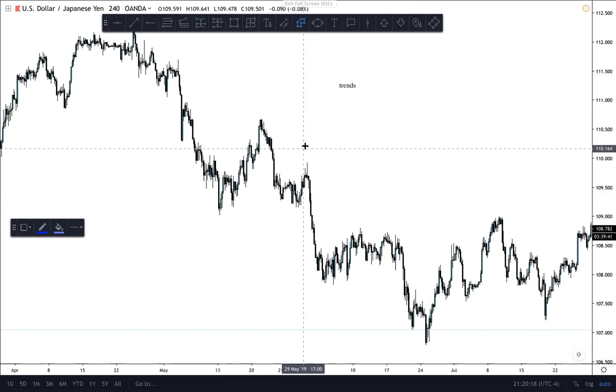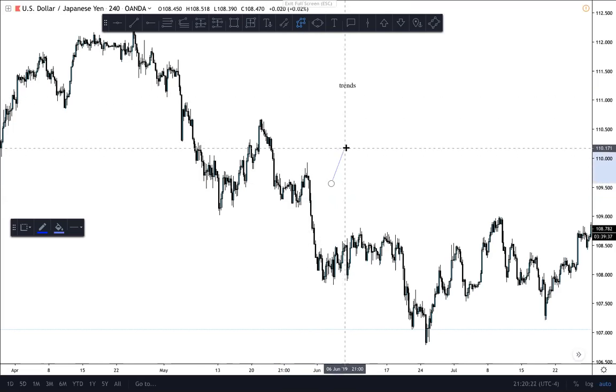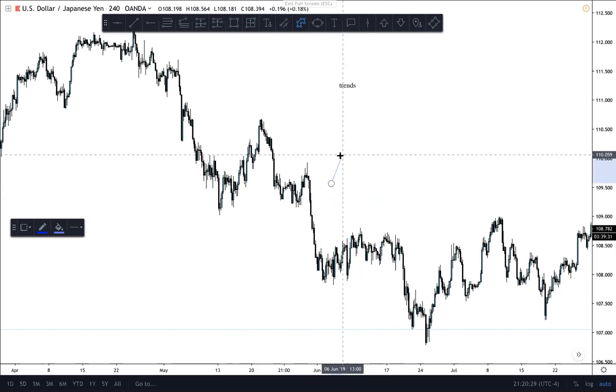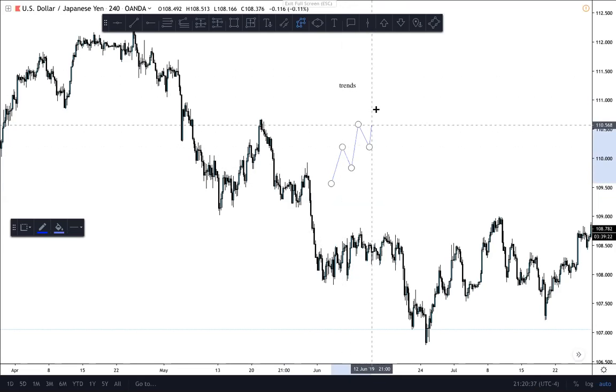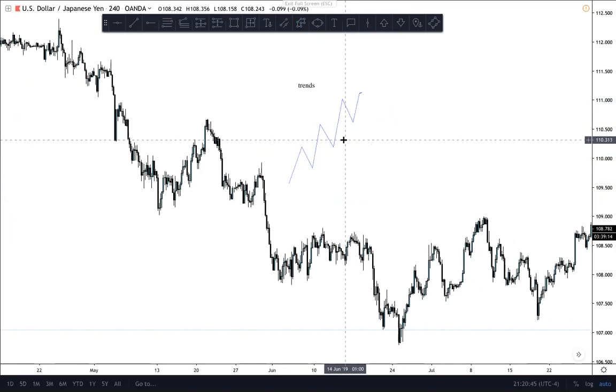So the first trend would be an uptrend, right? Now, first of all, the market never moves straight up. It moves up in a zigzag motion. So it is push, pull back, push, pull back, push, pull back, push, right? Now this is basically an uptrend right here. These are the characteristics of an uptrend, right?